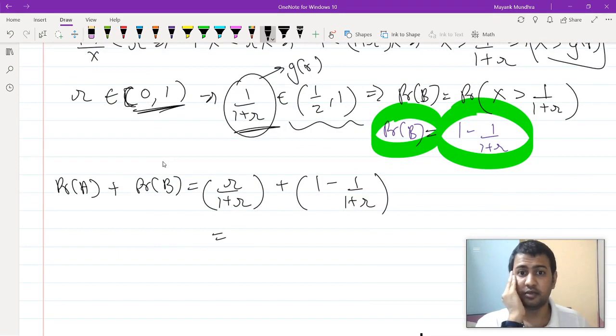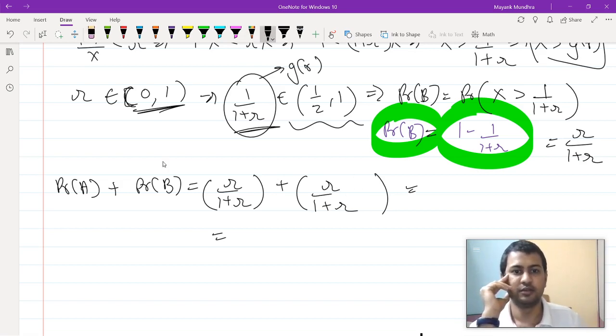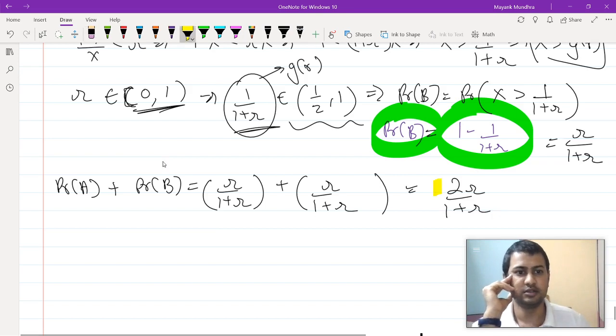So that's basically going to be equal to, I can just resolve this thing as r upon 1 plus r plus r upon 1 plus r. So that is equal to 2r upon 1 plus r. So that's your final answer. Yeah, that will do it. So this is your final answer.